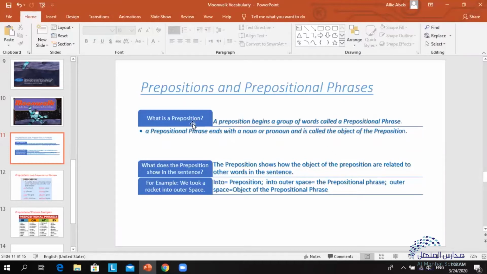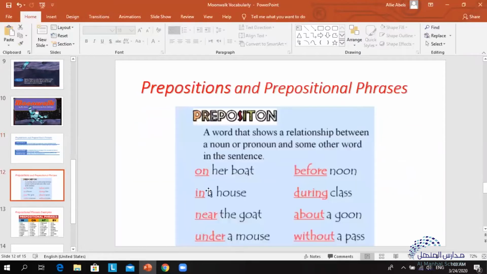Okay, so I will show you guys an example of what a preposition is and what a prepositional phrase is quickly. If we look at these three words, on her boat, okay, so the preposition in these three words would be on. Okay, and the object of this prepositional phrase is boat.